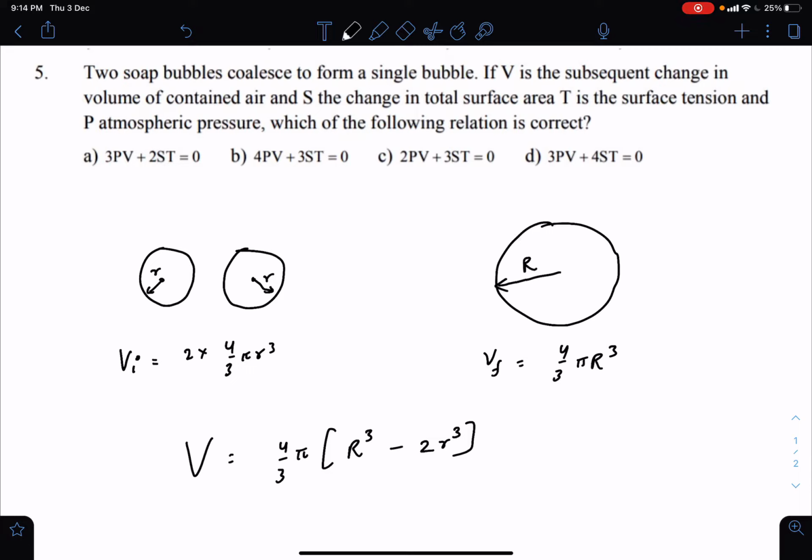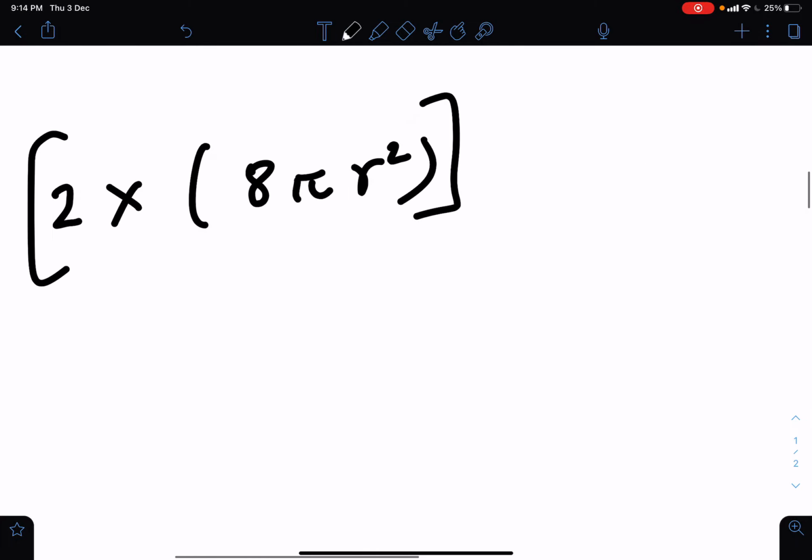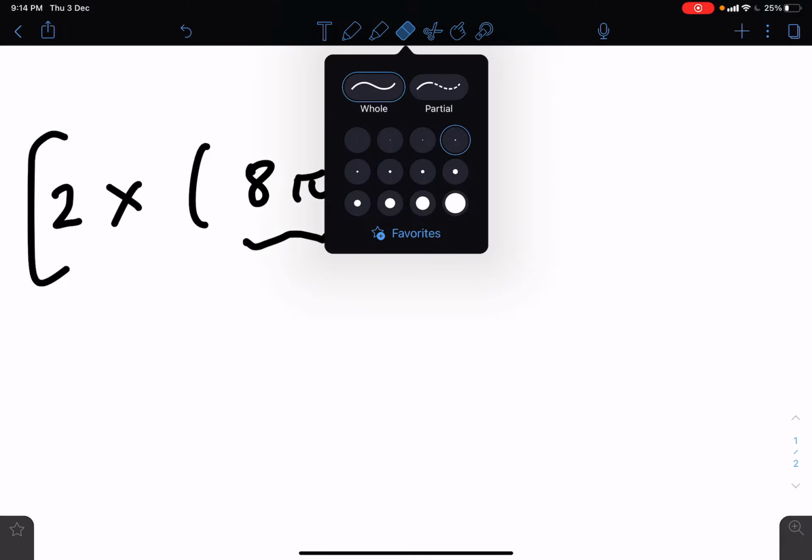T is the surface tension, alright, P is the atmospheric pressure, then we have to choose the correct relationships. By the way, S is the total change in surface area also. So what is initial surface area? Twice of, surface area means like 4 pi r square inner and 4 pi r square outer. So 8 pi r square. This is initial, for each bubble, and there are two bubbles. So that is well and good, all is correct only.